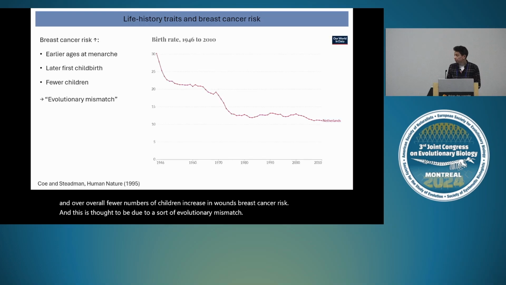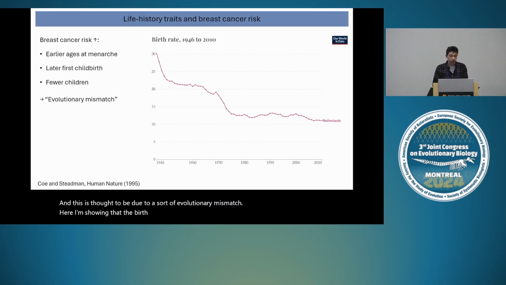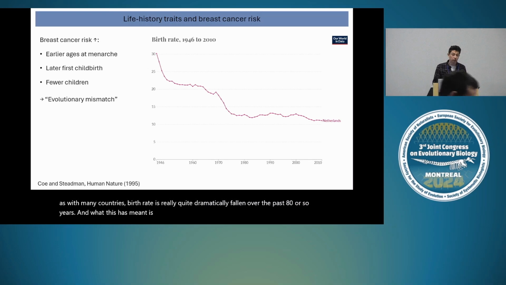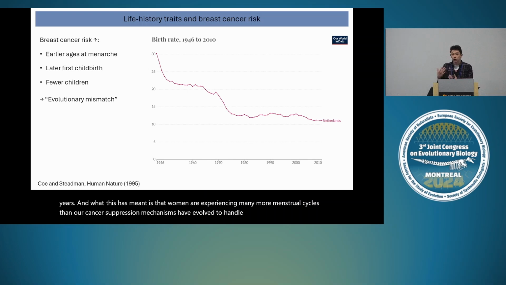Here I'm showing the birth rate per 1,000 across the Netherlands, and in the Netherlands, as with many countries, birth rate has quite dramatically fallen over the past 80 or so years. And what this has meant is that women are experiencing many more menstrual cycles than our cancer suppression mechanisms have evolved to handle, and as a result, a much higher exposure to estrogen throughout their lifetime, which has proliferative effects on mammary cells.